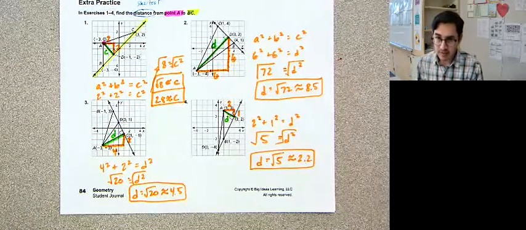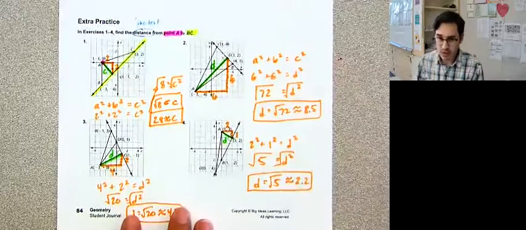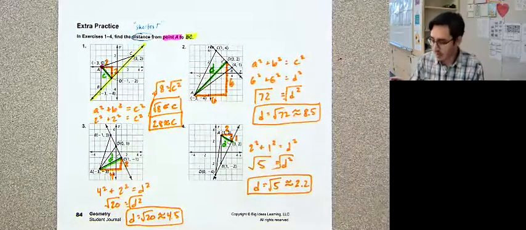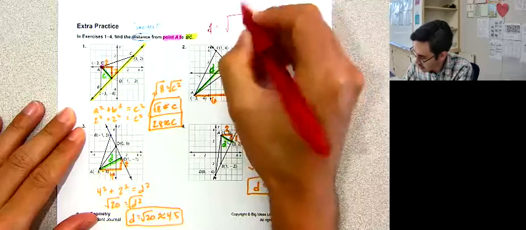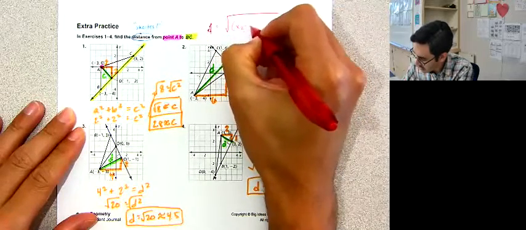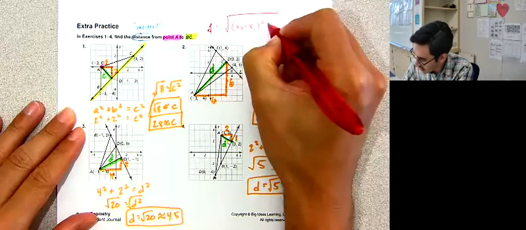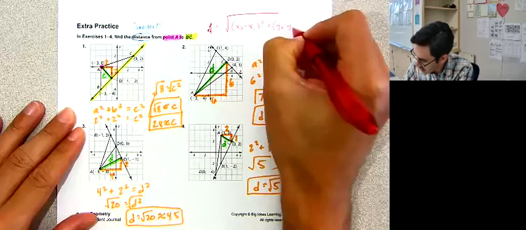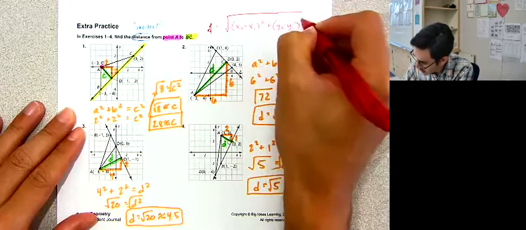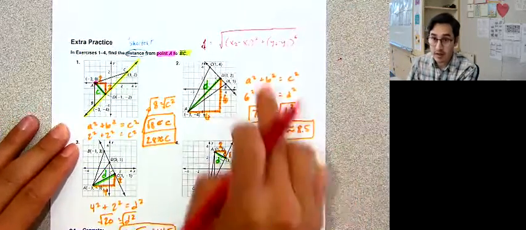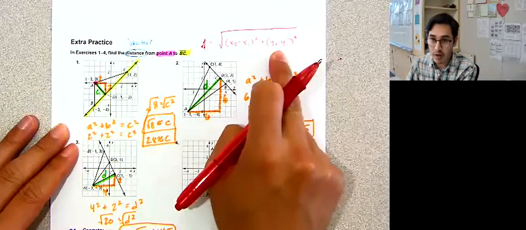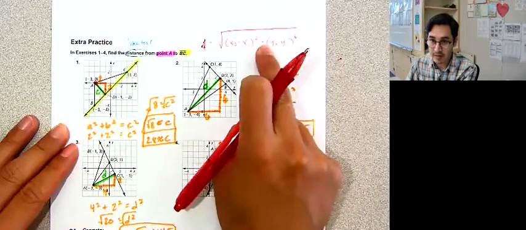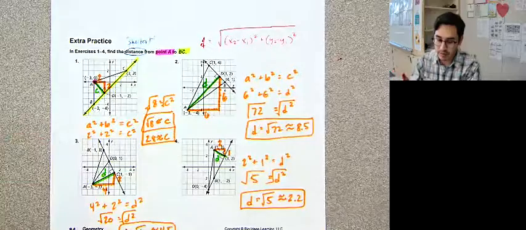You could also use the distance formula, which, I don't know, I'm not the hugest fan of. The distance formula says take the square root of x2 minus x1 squared plus y2 minus y1 squared. So you need to find the difference in the x coordinates, square that difference, find the difference in the y coordinates, square that difference, add them together, and then take the square root.